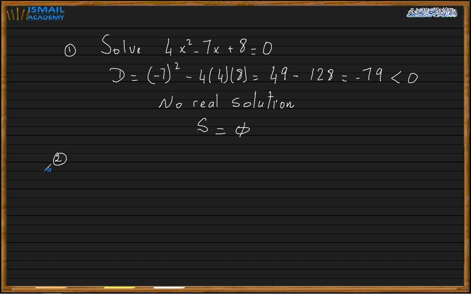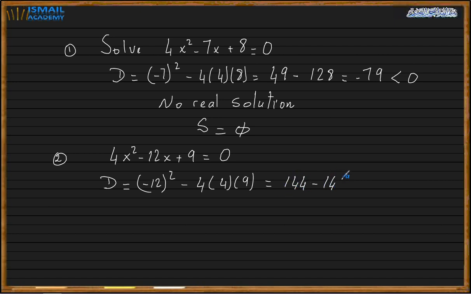For the second example, suppose I have 4x squared minus 12x plus 9 equals 0. Here my discriminant is minus 12 squared minus 4 times 4 times 9, which is 144 minus 144. This is 0, so I have one solution. My solution is x equals minus b over twice a. That's the only solution.